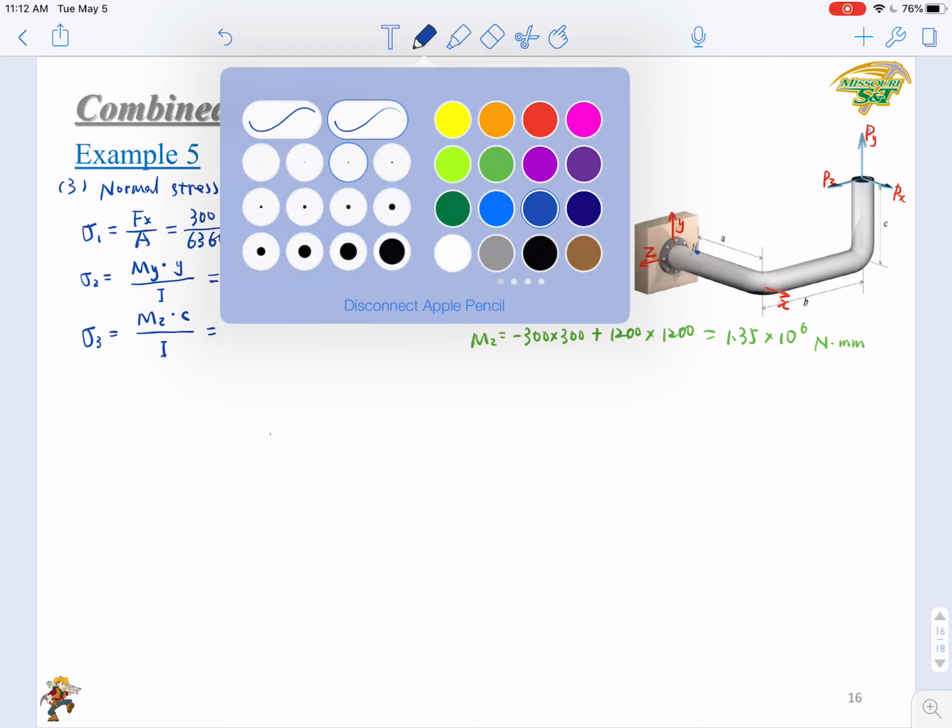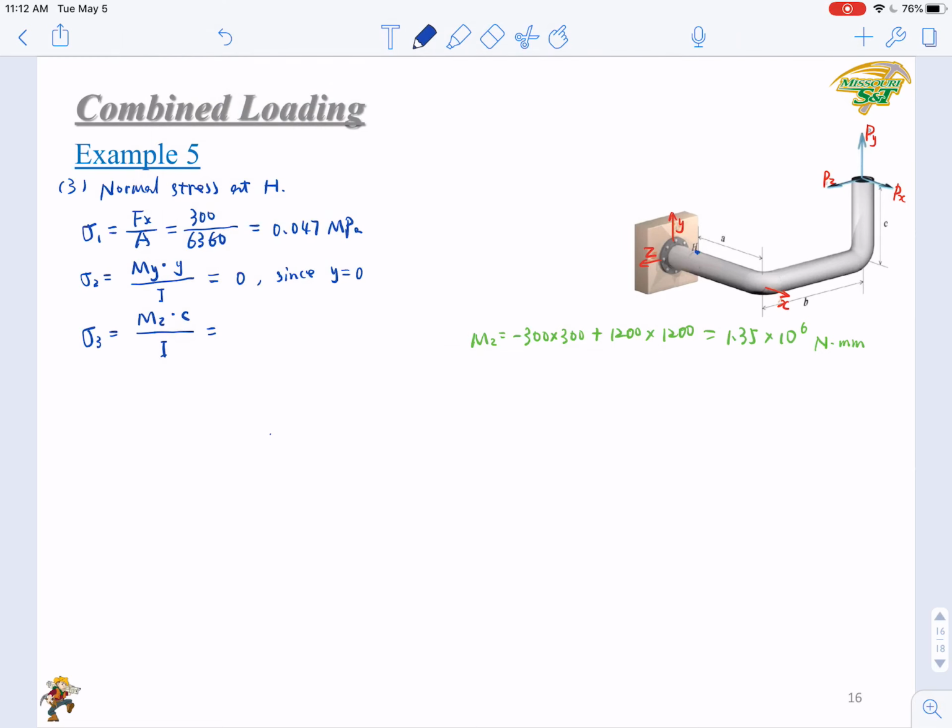Okay, so here the MZ is 1.35 million times C is 37.5 over I is 917,000. You will have 55.207 MPa.